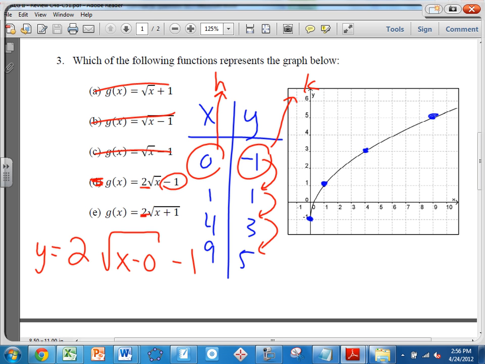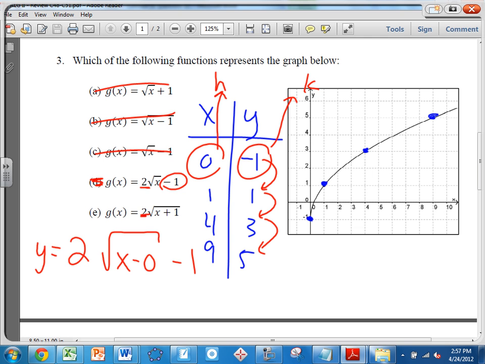My h value, which is normally next to your x, this 0 here, is not shown because it's 0. X minus 0 is just x. So you don't need to show it there. The k value is negative 1. Okay, that's one way to do it. What's another way to do this problem?